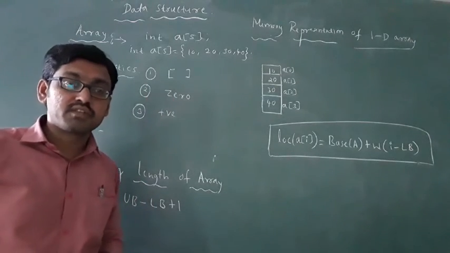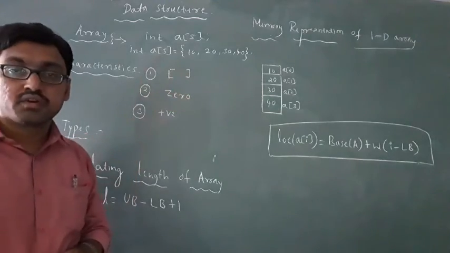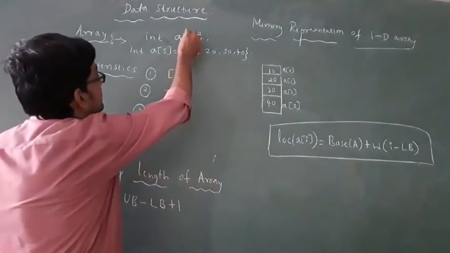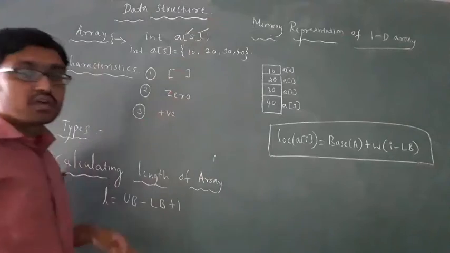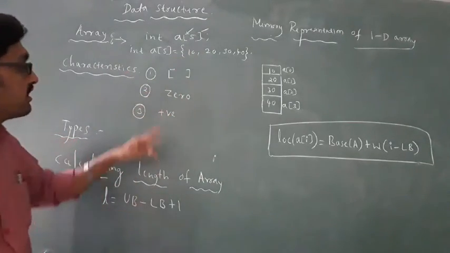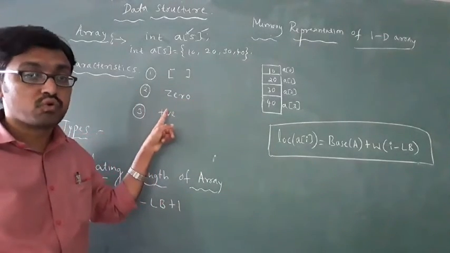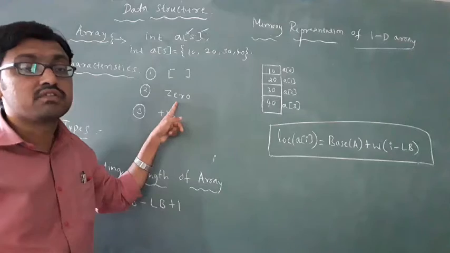Okay, the first characteristic is that it has a subscript. See, subscript, like this is the subscript. An array always has a subscript, the first characteristic. Then the second one: the array always starts with 0. Always it starts with 0.